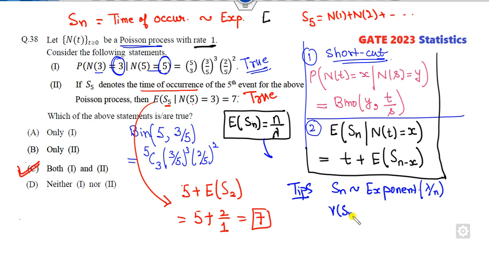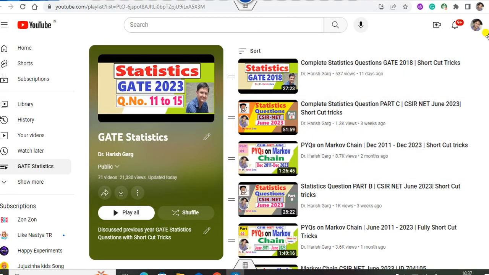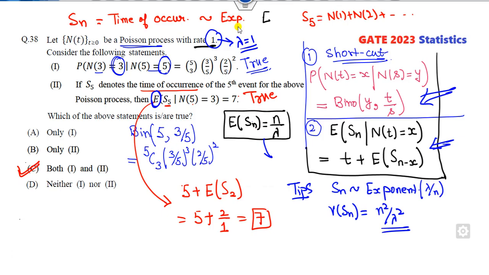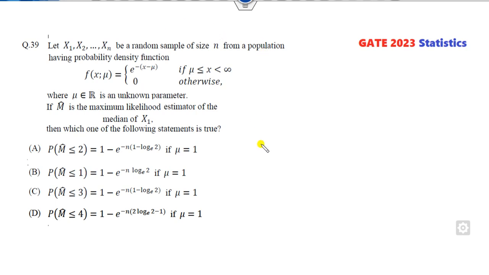So what is the variance of Sn? If the mean is here, what is the variance of this one? In this question they talk about the expected value. If another part talks about the variance, then you can write the variance of this as n square by lambda square. So this has rate 1, which is given to you. Remember, this is the shortcut tip with which you can solve this question within a fraction of a second in your coming examination. Also you can see my previous lectures, where each question is solved with the help of shortcut tricks. Okay, look at this next question.